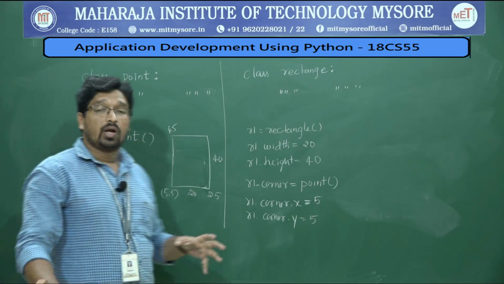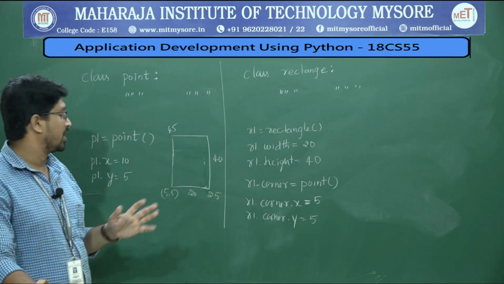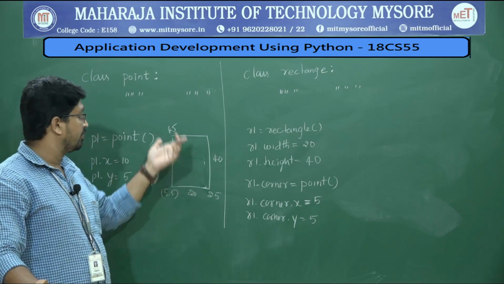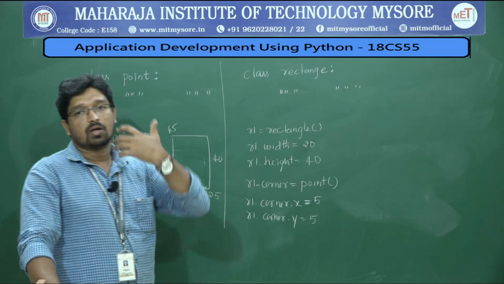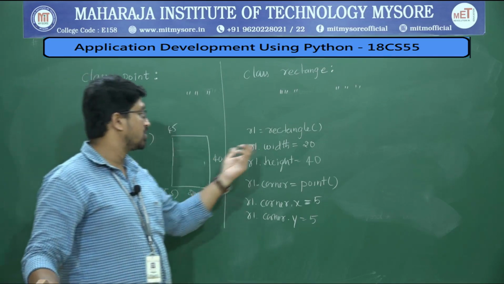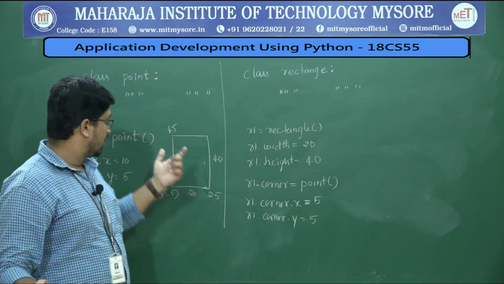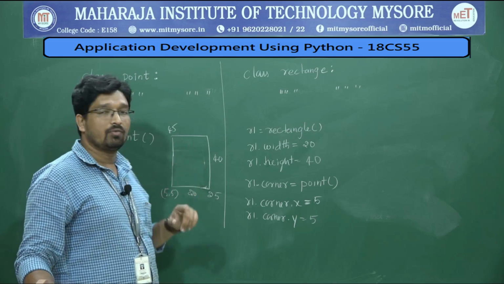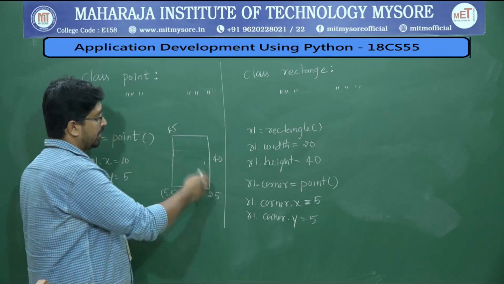So now we need to write a method of this particular class which finds the midpoint of this particular rectangle. When you pass R1, what all information does R1 have? R1 has got width information, height information, also corner information. You need to find out the midpoint of this rectangle. How do you find the midpoint of this particular rectangle?